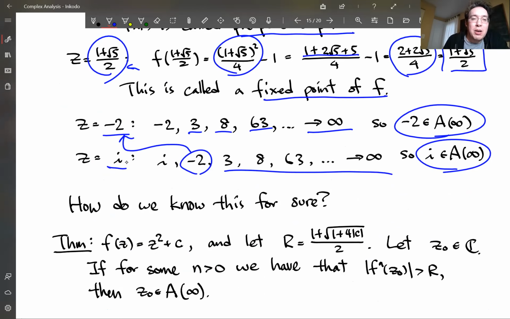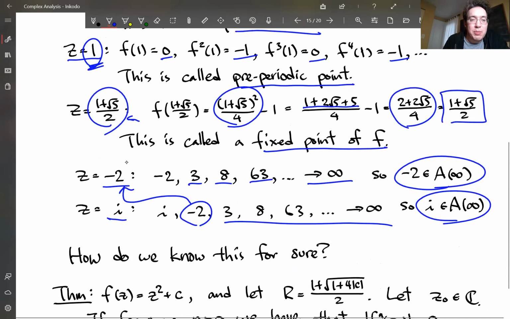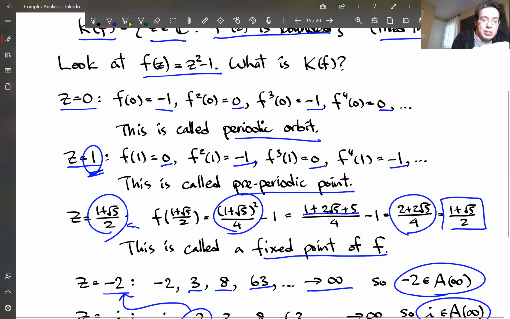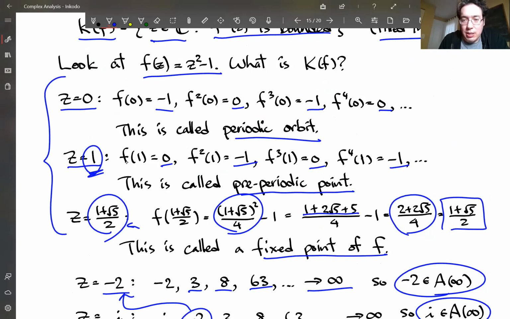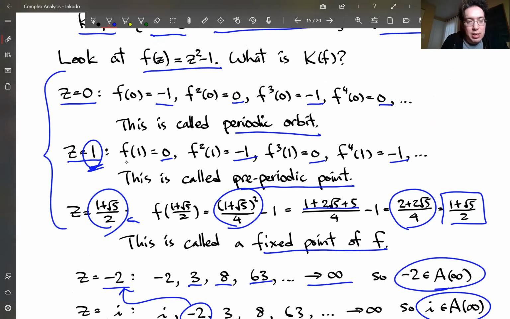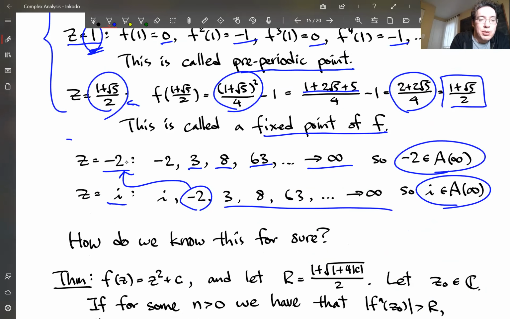So we know some things are in the filled-in Julia set, but how do we know for sure that these other things are actually going off to infinity? It looks like it's going to infinity. Of course, if you square, you're going to get a much larger number. And if you're subtracting 1 each time, that doesn't matter, because squaring is going to make it bigger, quicker.